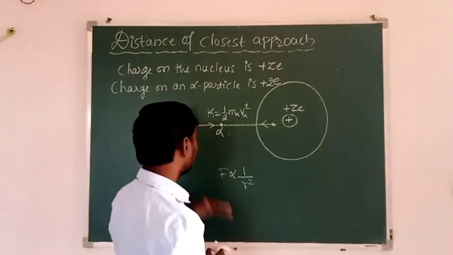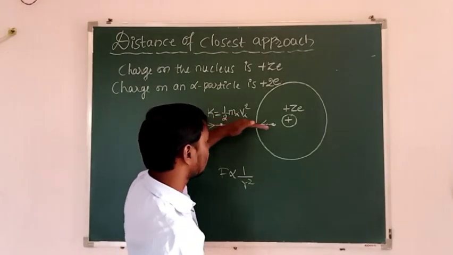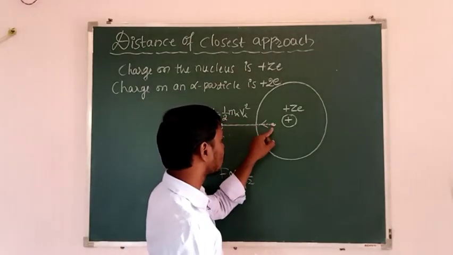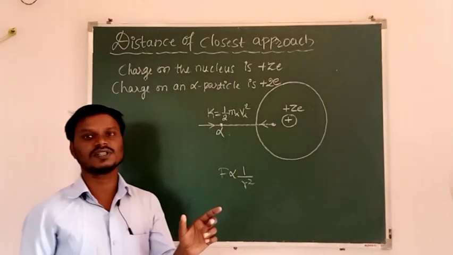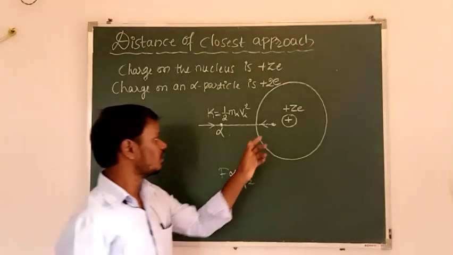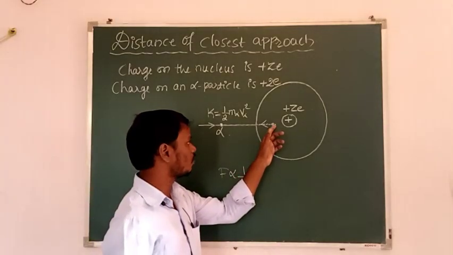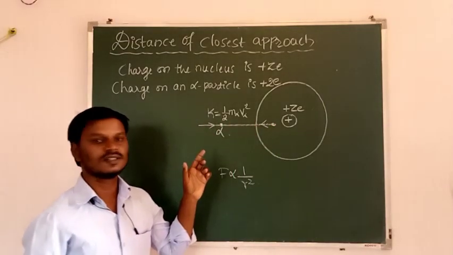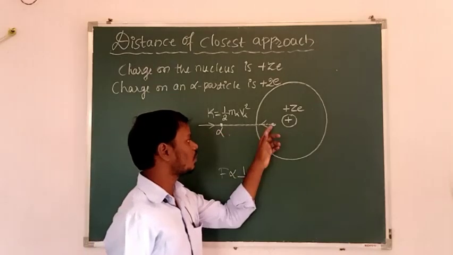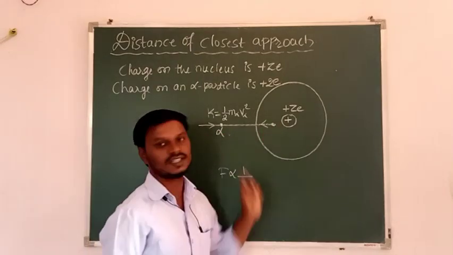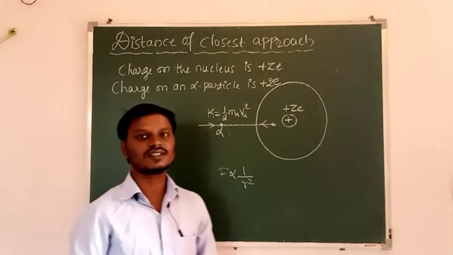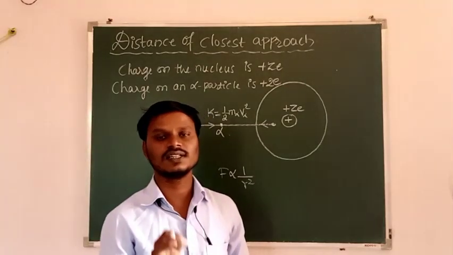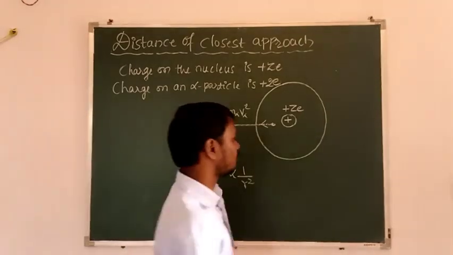Initially the alpha particle is moving like this. When it comes near to the nucleus, it experiences the large repulsive force, and then it turns back. So why does it turn back? There is a potential at this point due to the nucleus. Already you know that. What is potential? Electric potential is work done per unit charge.